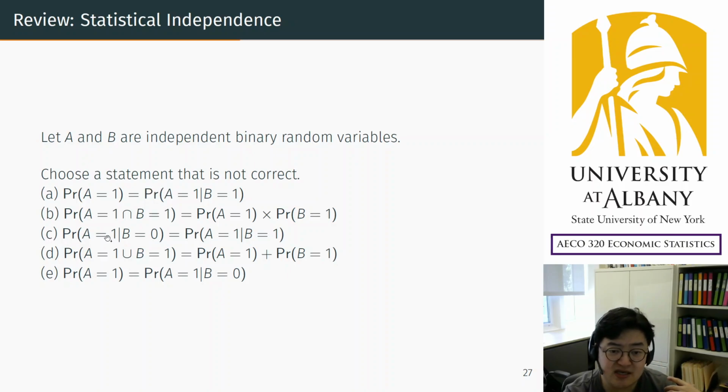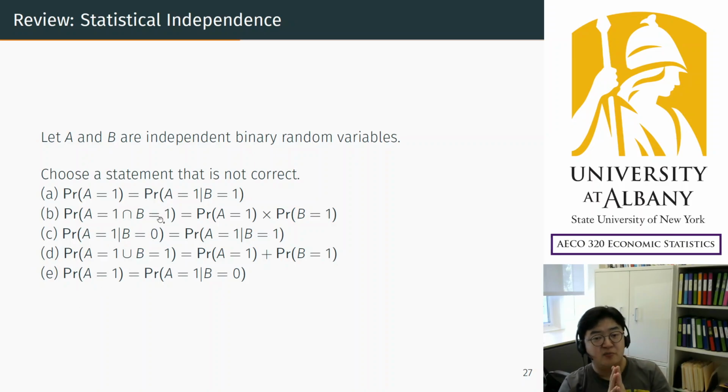Similarly, C is the same intuition. The probability of A does not change even if B happened or not. Finally, E is also the same thing. Unconditional probability and conditional probability are not affected. So cross out A, C, E.